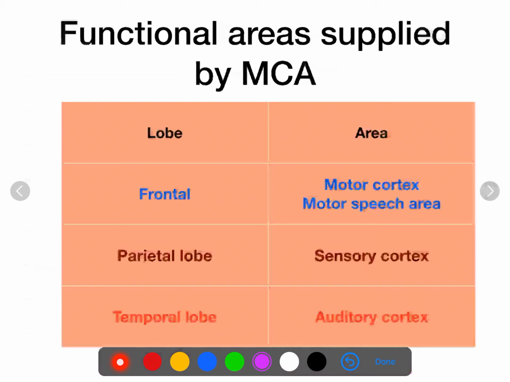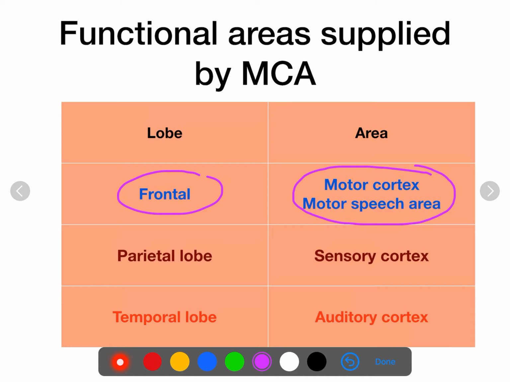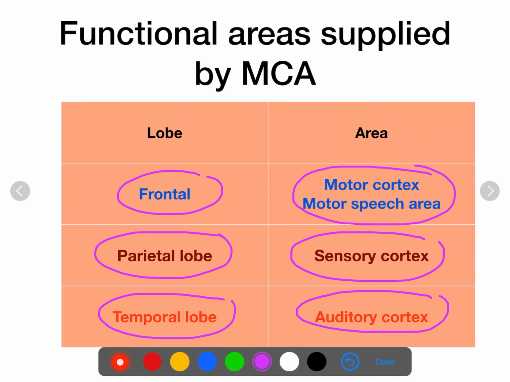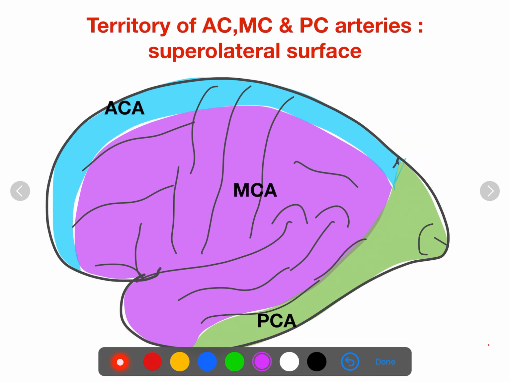Now the functional areas supplied by the middle cerebral artery. In the frontal lobe, it involves the motor cortex and motor speech area, that is Broca's speech area. In the parietal lobe, it involves the sensory cortex, and in the temporal lobe, it involves the auditory cortex. So these are the functional areas affected by middle cerebral artery involvement. Now the territory of the anterior cerebral, middle cerebral, and posterior cerebral arteries on the supralateral surface.